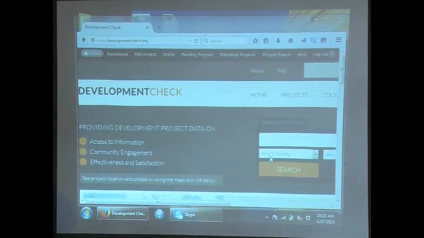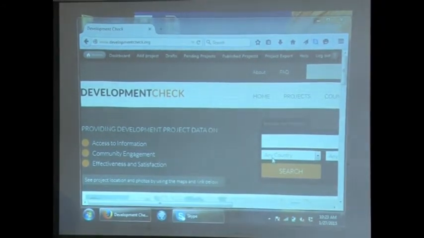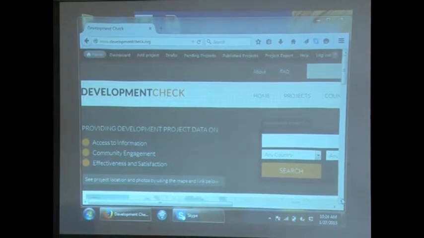If you don't have the login credentials, when you go to the website, this is how it appears. As Judy has mentioned, the focus is on 3 areas: access to information, community engagement, and effectiveness and satisfaction of the projects by community monitoring.